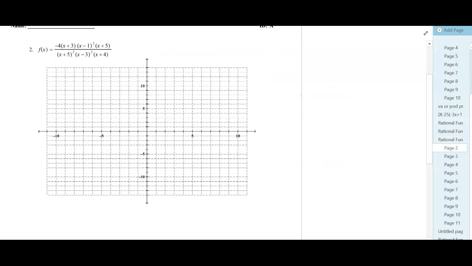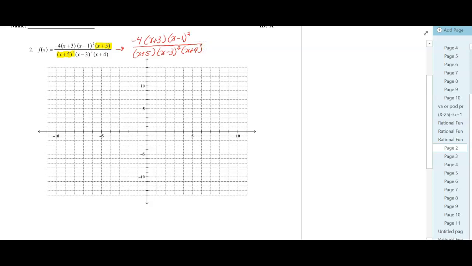Hello, honors pre-calculus students. Here's problem number 2. First thing I hope you recognize is there's an x plus 5 and an x plus 5 squared. So when you reduce this, you get negative 4, x plus 3, x minus 1 squared, over x plus 5, x minus 3 squared, x plus 4.